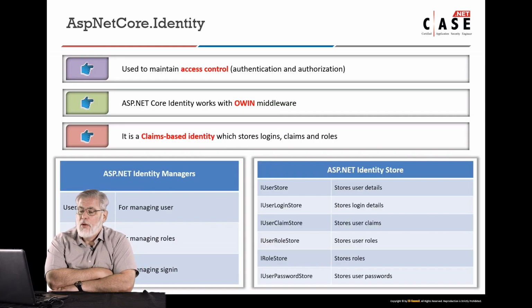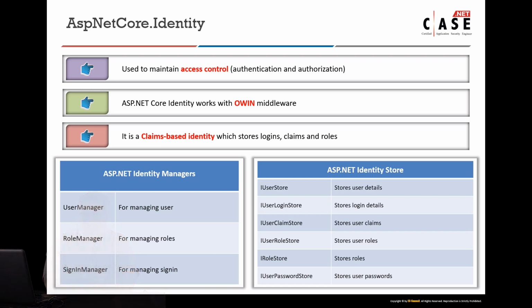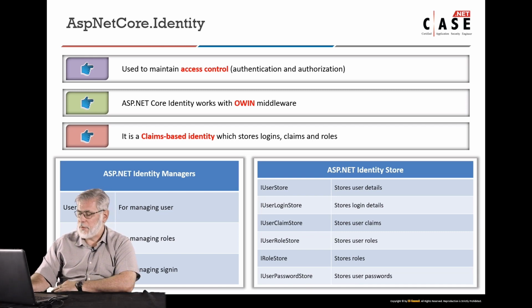So, we use this ASP.NET Core Identity namespace to maintain access control, and it has a specific type of middleware called OWIN, O-W-I-N, that it works with, and it's what's called a claims-based identity. So you're basically logging in and claiming that you have access to certain resources, and that gets validated or rejected. And you can see the identity managers used here, and you can see the various identity stores that are part of this process displayed here on the screen.